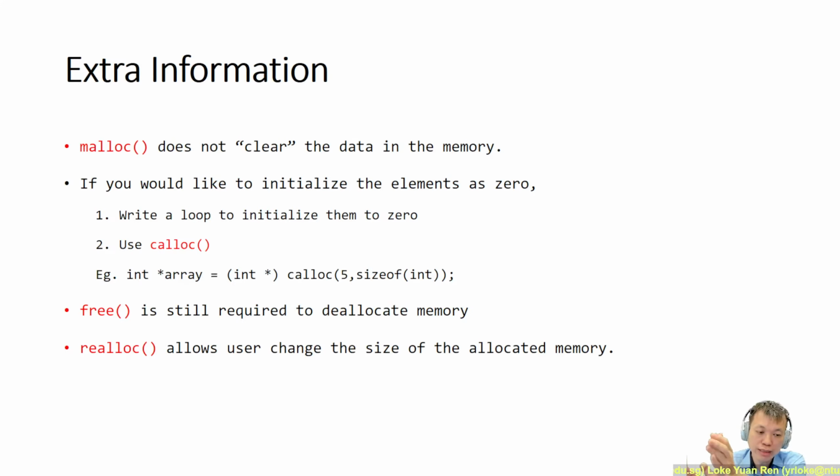If you reduce the size, then they only keep the data up to that. Let's say you create 5 elements and you use realloc to reduce to 3. They only keep the first 3. The last 2 will be removed. So that is realloc. But in this module, normally we only use malloc and free. I think that is good enough.